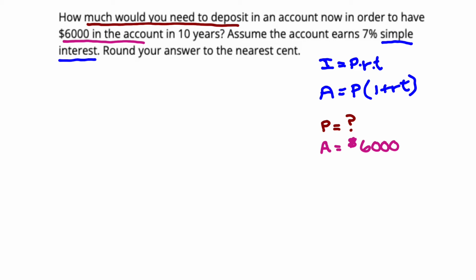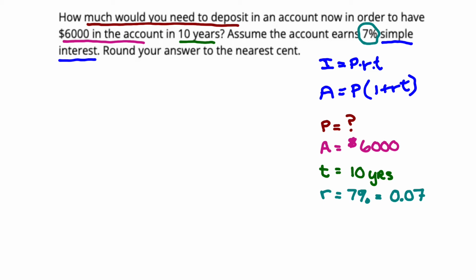Next, we're told 10 years. And 10 we know is a time. 10 years is a time, so we're also given a T value. And then finally, assume the account earns 7%. So now we've got a percent going on here, right? 7%. That's our rate. Our rate is 7%, or 7 divided by 100, which if we move the decimal 2 places to the left is actually 0.07. So we don't know P, we know A, we know T, and we know R.